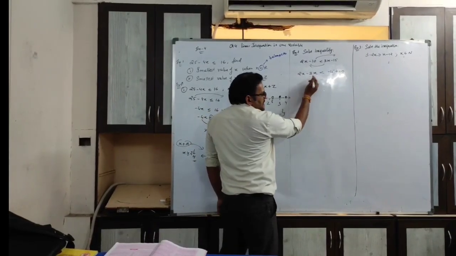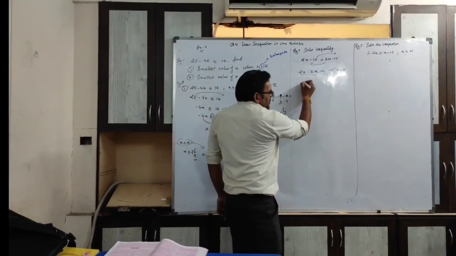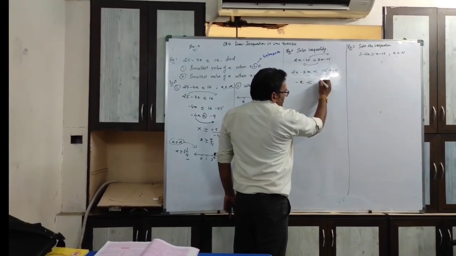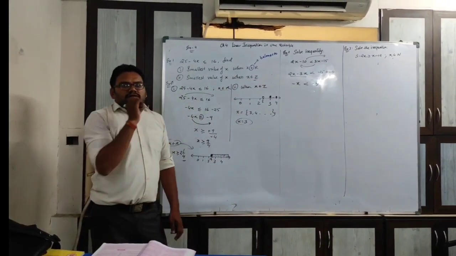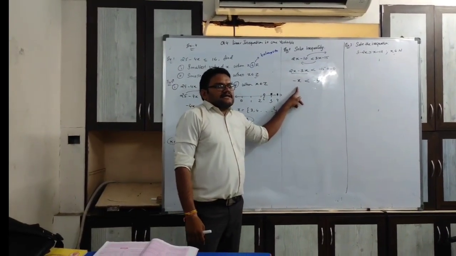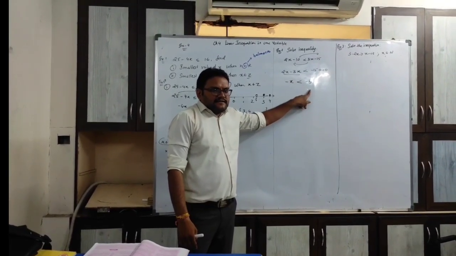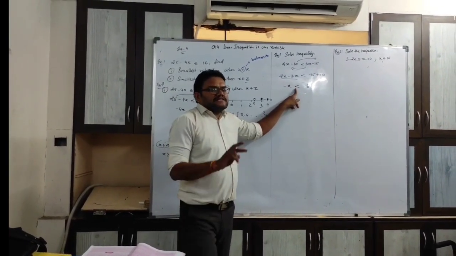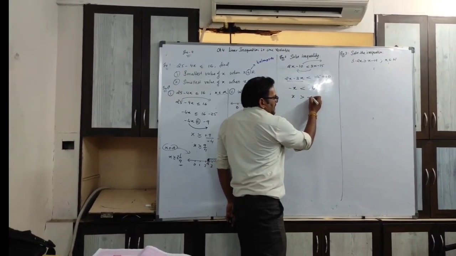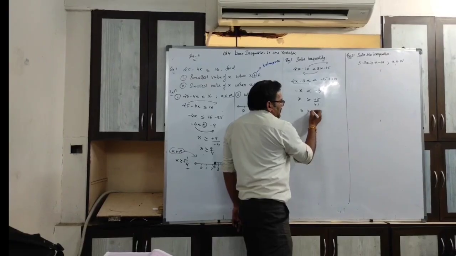2x minus 3x, these are like terms. 2 minus 3 is minus 1. So this will become minus x less than minus 15 plus 10, which is minus 5. Now see, again one more thing we have here. What will happen here? x is having a negative sign. So when the negative sign is shifting to the right side, the comparator symbol will change. So this will become x greater than minus 5 upon minus 1. Minus minus will become plus. So your value will be plus 5.